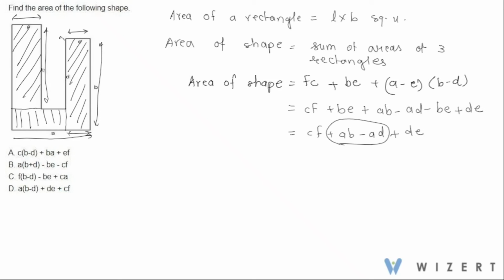So let's take A common out of these two. We have A into B minus D plus CF plus DE. So area of shape is this. So answer is option D.